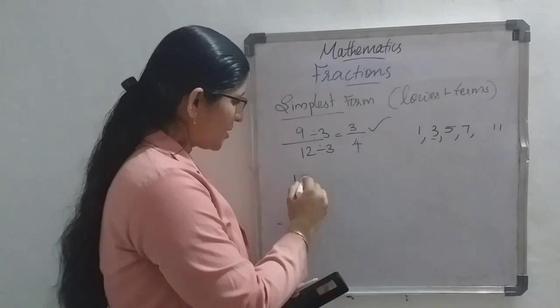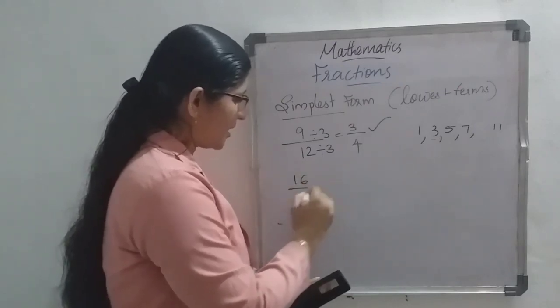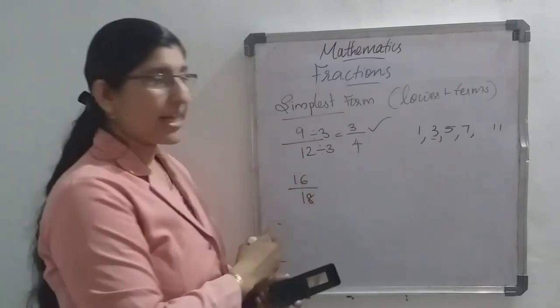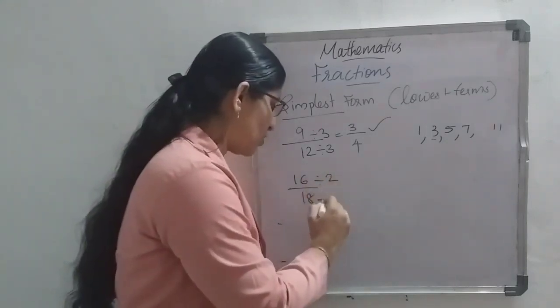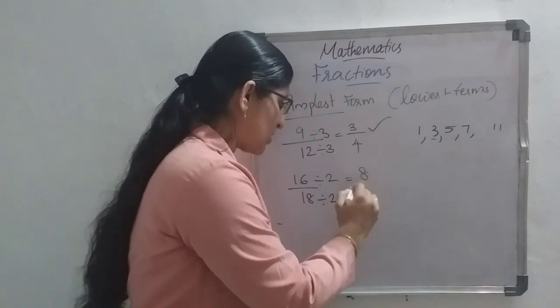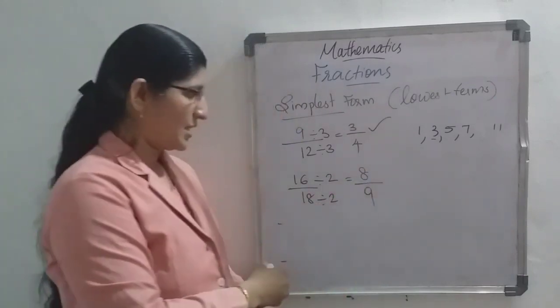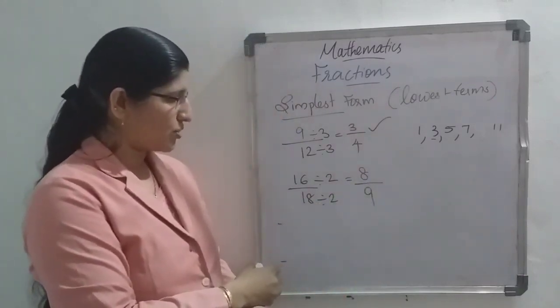Suppose it is 16 by 18. 16 and 18 are both even numbers. We can divide by 2. So 8 2s are 16, 9 2s are 18.